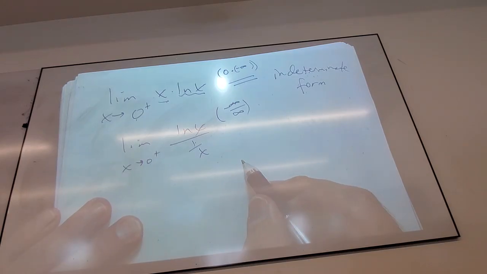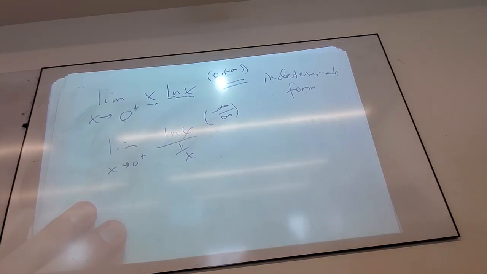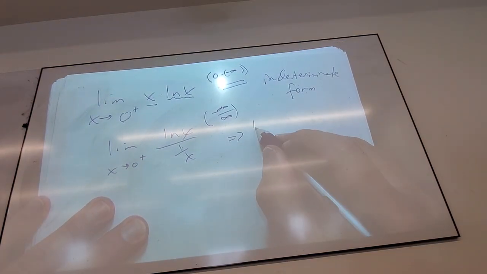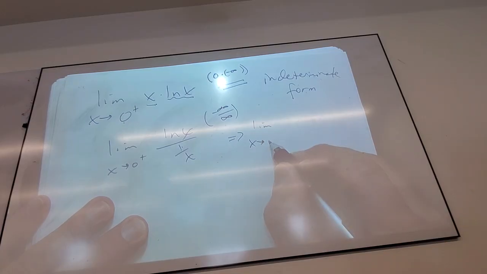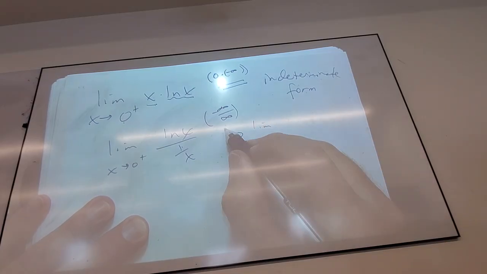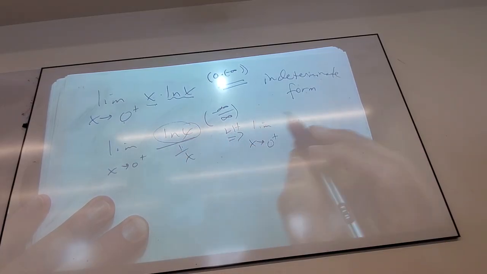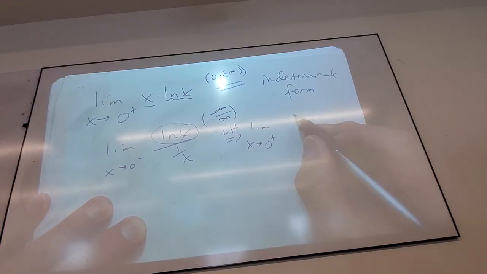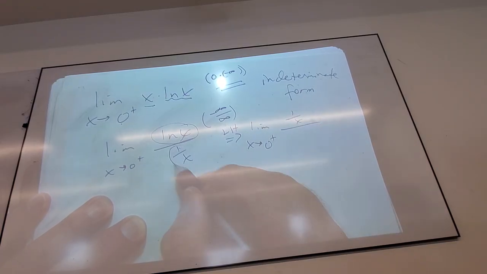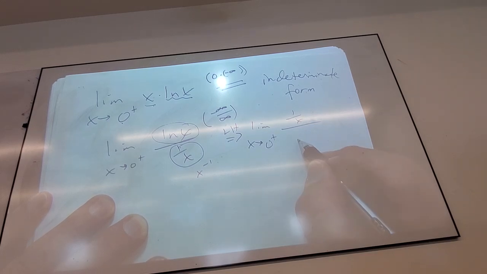Can I do L'Hopital's rule now? L'Hopital's in his grave. So if I apply L'Hopital's rule, what is the derivative of that? 1 over x. Good. And what's the derivative of this? If you want to, you can write it like that, right? Negative x to the negative 2. Yes. I'm going to write it like this. Is that cool?